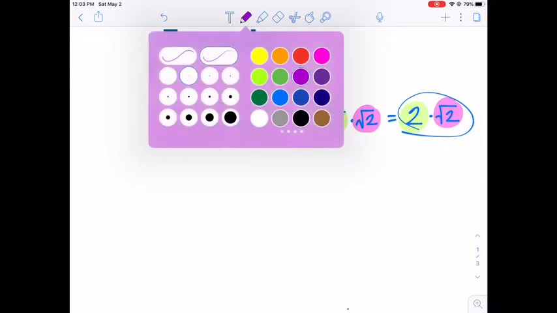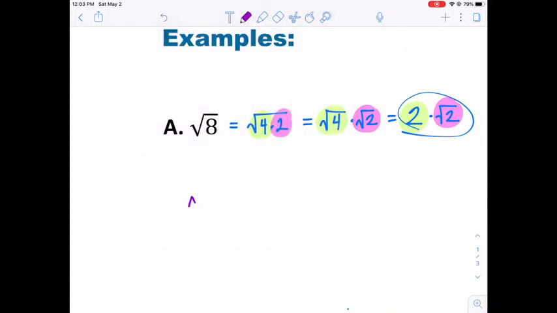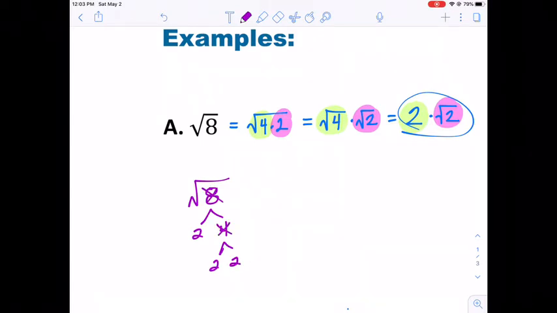In method 2, we're going to look at that 8 and break it down into all of its factors. 8 can be written as 2 times 4, and 4 can be written as 2 times 2. Now, every time you break it down, you're done with the number. We only want to look at the numbers that are left, that can't be broken down into any smaller numbers. They're prime. So we have three 2's.